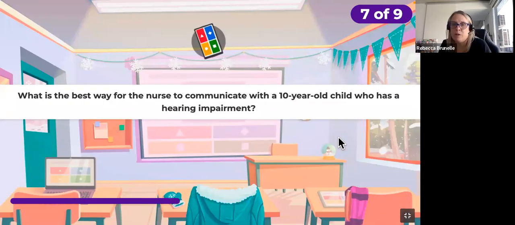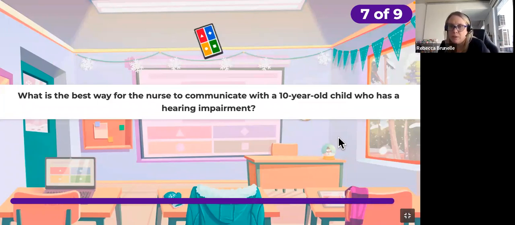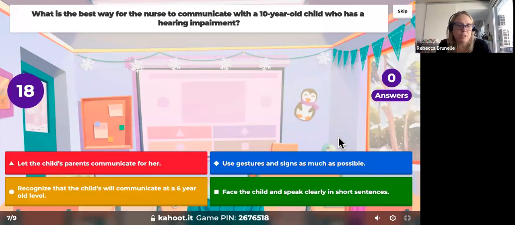What is the best way for the nurse to communicate with a 10-year-old child who has a hearing impairment? Let the child's parents communicate for her. Recognize that the child will communicate at a 6-year-old level. Use gestures and signs as much as possible. Face the child and speak in short sentences.